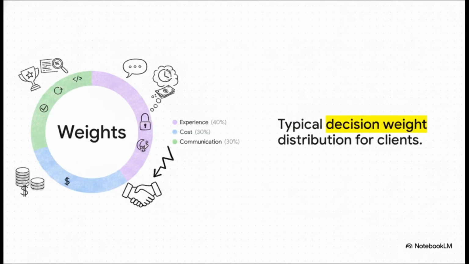To put this into perspective, let's look at a typical decision weight distribution. A really smart client might put 40% of their decision weight on experience, 30% on cost, and another 30% on communication and support combined. The crucial takeaway here is that smooth communication and ironclad security are often just as vital to a project's survival as that final price tag. Because if your partner can't communicate delays effectively, your initial cost savings, they're going to evaporate instantly.